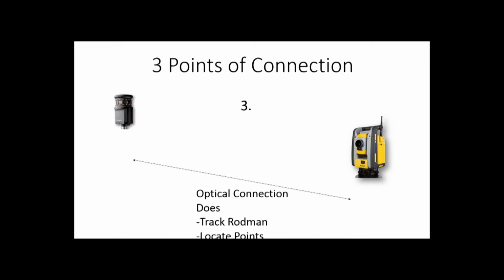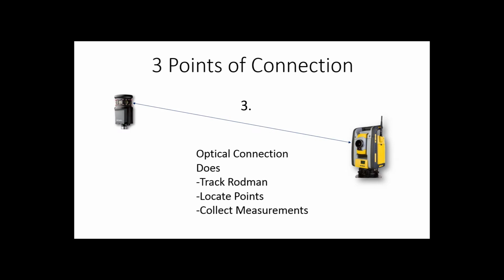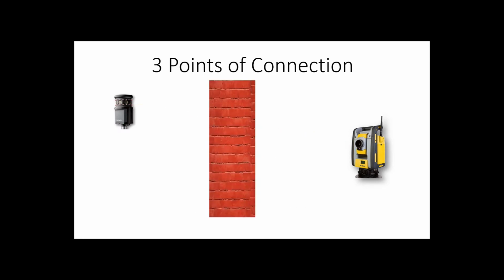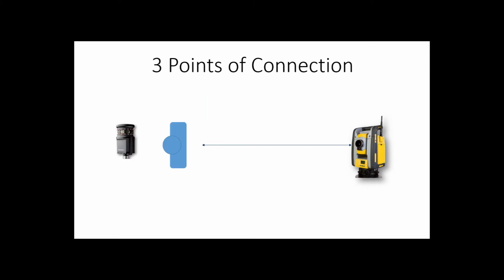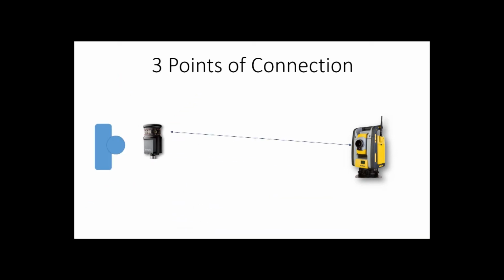The third and most important connection is the optical connection between the instrument and prism. This connection allows tracking of the Rodman and the location and collection of measurement data. Any object within the line of sight between the prism and the instrument can break the optical connection, but most frequently this break in optical connection is due to standing in the wrong orientation, the person or Rodman actually blocking the signal. It is always important to stand behind the prism, out of the line of sight.